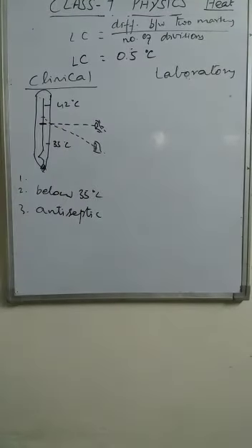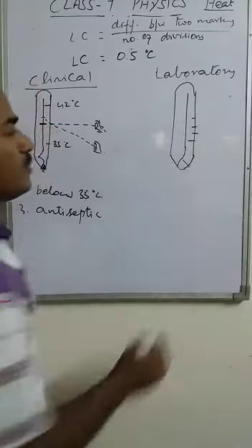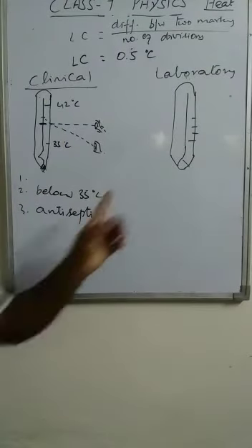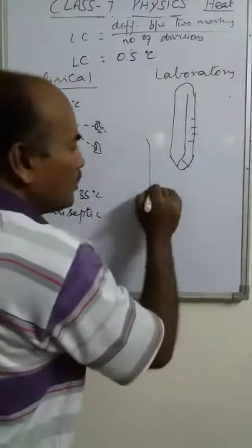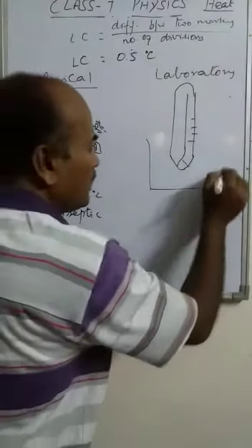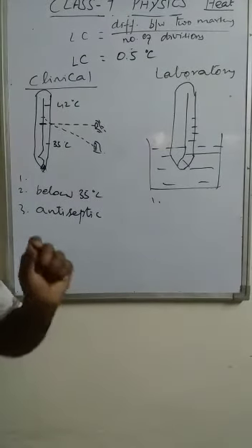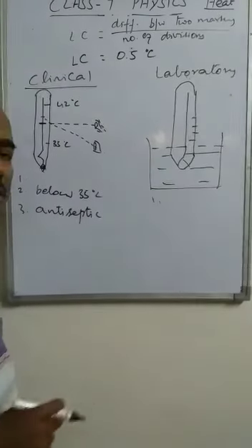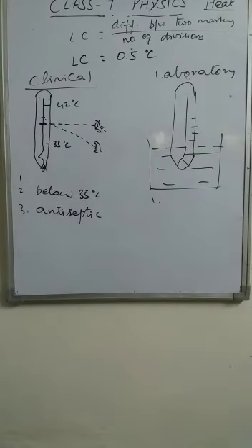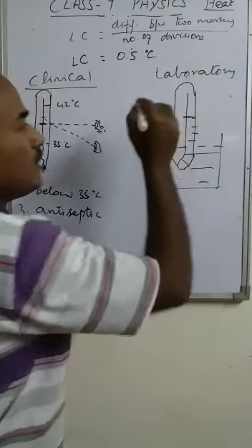In the laboratory thermometer also it is mostly the same, but there is one more point differing in this. The values are written here. This laboratory thermometer is used to measure the temperature of any object. Suppose we use this thermometer to measure the temperature of water kept in a container. In this case, the precaution is the bulb of thermometer should be completely immersed into water. That is one precaution.